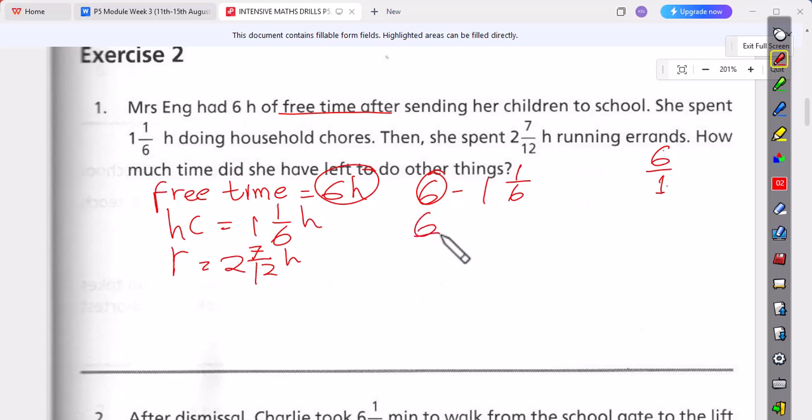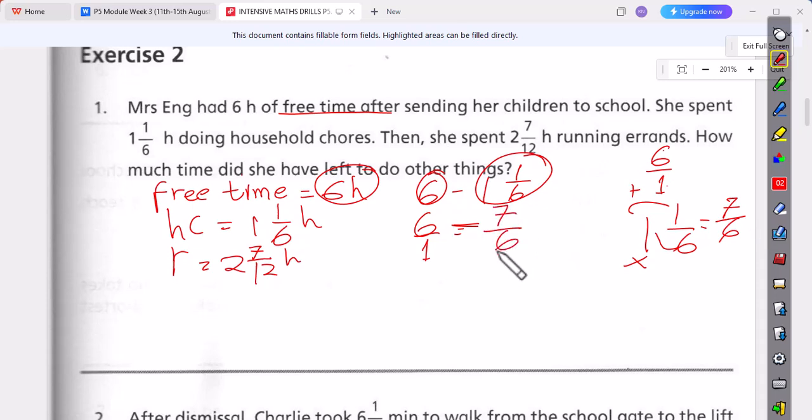For the whole number, when we change it into a fraction, we just make it 6 out of 1, because 6 divided by 1 equals 6 as well. So 6 out of 1 minus this mixed fraction, 1 1/6, which we change into an improper fraction. We multiply 6 times 1, 6, plus the numerator 1, and we have 7 out of 6.